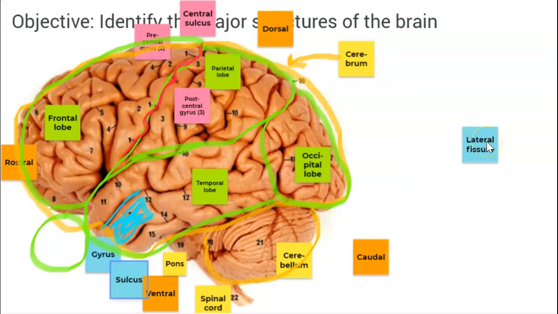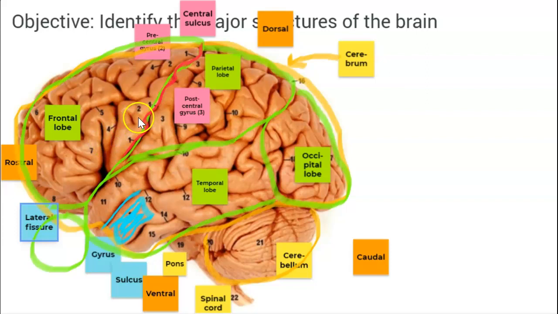But a fissure is basically a deeper sulcus. So a sulcus is just a fold, and it's not super deep, maybe like a quarter inch. But a fissure is a deeper valley, and it's maybe more like an inch or inch and a half, something like that, at least in the human brain. So the lateral fissure comes over here. It is designated by the number 10. So it's the larger one, and it separates the temporal lobe from the frontal lobe and the parietal lobe.